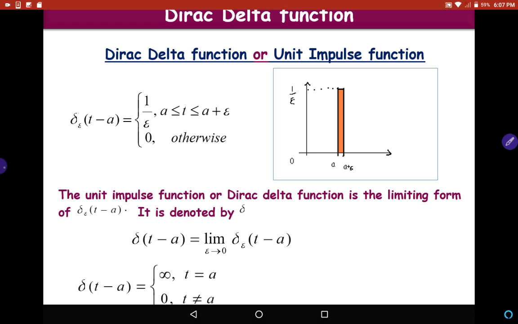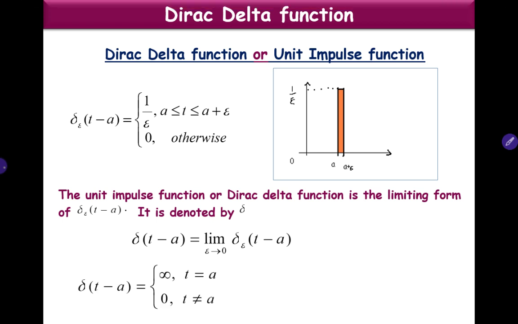And hence delta of t minus a is infinity when t is equal to a and 0 for t not equal to a. Moreover, the area of the strip, the integral of delta of t minus a dt, is always equal to 1. That is why it is called unit impulse function. Because the area is 1, integral 0 to infinity delta of t minus a dt denotes the area of that strip.